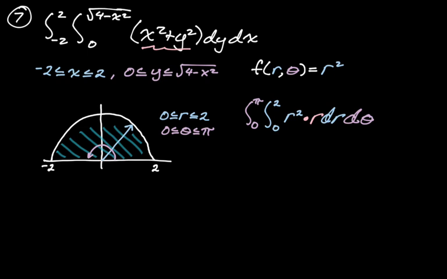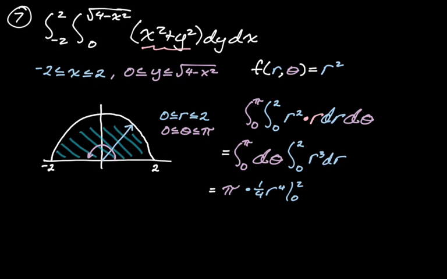This we can break into a product of integrals, so I'm going to do that. 0 to pi d theta, 0 to 2 of r cubed dr. The integral of 1 d theta is theta, from pi to 0 is just pi. Then 1/4 r to the 4th, 0 to 2. So this is going to give us 4 pi.